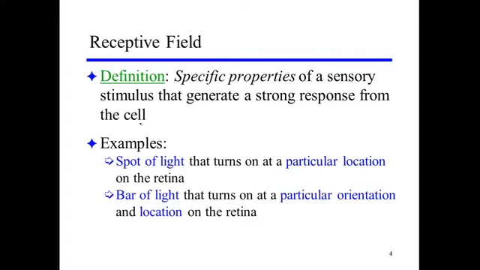So examples could be that, for example, you're recording from a cell in the retina, and you might find that the cell responds really robustly to spots of light that are turned on at a particular location. Similarly, as we saw in the Hubel and Wiesel experiments, a bar of light that is at a particular orientation and at a particular location on the retina might cause a robust response in a visual cortex cell in the cat's brain.